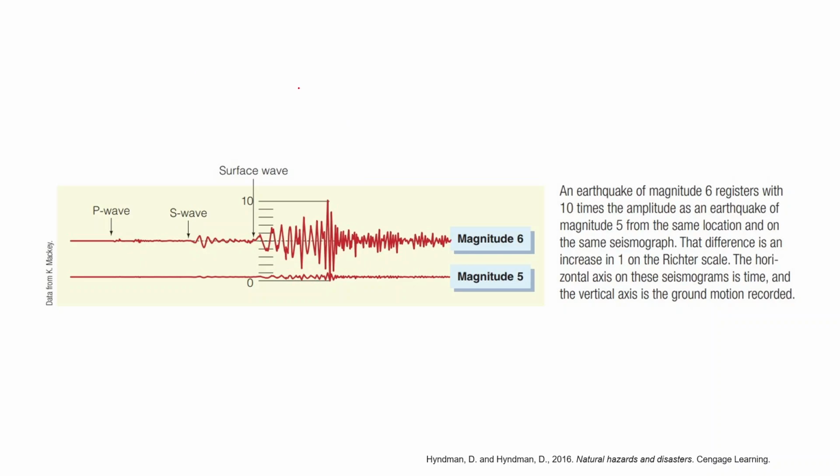So you can take a look at this. Here, an earthquake of magnitude 6 registers with 10 times the amplitude as an earthquake of magnitude 5 from the same location and on the same seismograph. So you can see, right? This is 5, and in terms of number, it has just increased by 1, like 5 plus 1, and the magnitude is 6. But in terms of amplitude, it has increased 10 times. So that is what they have written here: 10 times the amplitude as an earthquake of magnitude 5. This is from the same location, and it is recorded by the same seismograph.